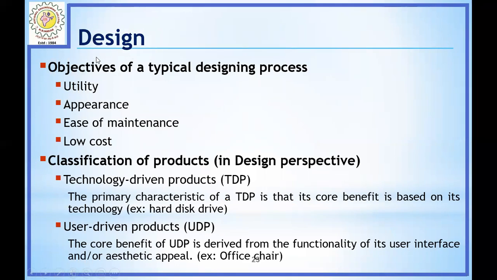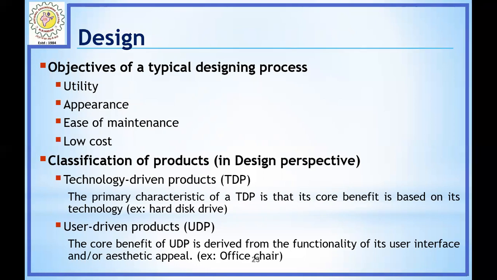And then we can classify the design of a product in 2 ways in view of the new product development process: technology-driven products and user-driven products. Technology-driven products are those whose core ideology is based only on the technology to be used. And user-driven products are completely targeting to impress the human being, not to utilize the technology. So these are the two different extremities of the design: technology-driven products and user-driven products.